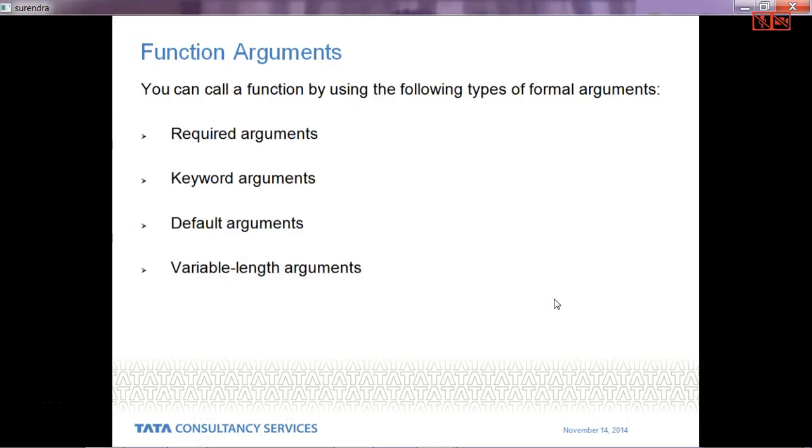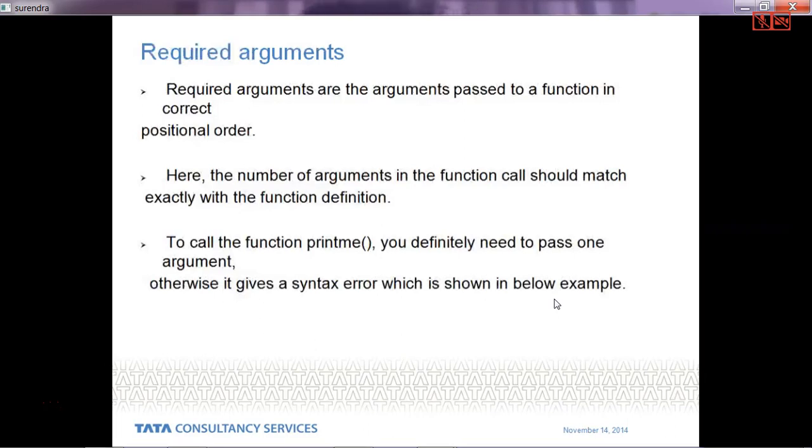Required arguments. Second one is keyword arguments. Third one is default arguments. Fourth one is variable length arguments, or arbitrary arguments. There are 4 types of arguments: required arguments, keyword arguments, default arguments, and variable length arguments. Understanding, right? Now we'll discuss each argument, how we can pass it, and we'll see one example of each type.